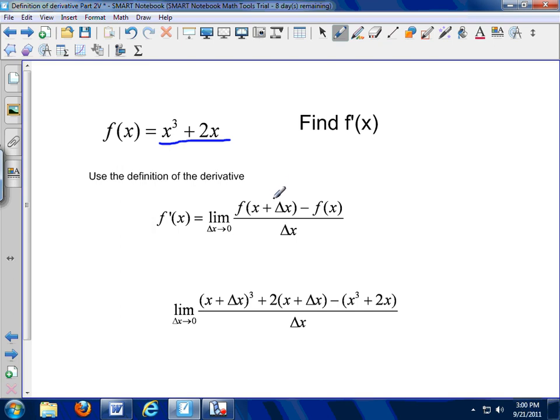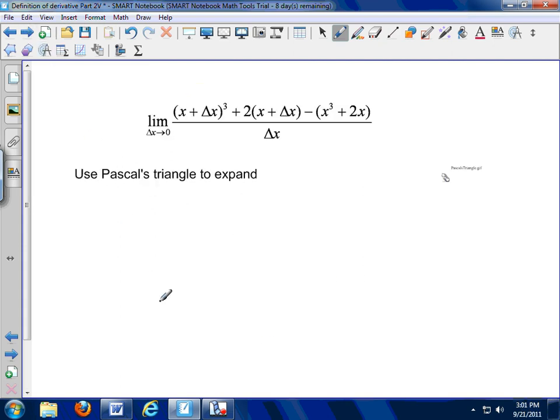Remember I said foreshadowing? So x plus delta x goes in everywhere there's an x. As I look at this, I have x plus delta x cubed, plus 2 times x plus delta x. That's this part here with the x plus delta x in. Subtract away the original function, x cubed plus 2x, all over delta x. So what I've just done is I've taken the function and plugged it into this definition of the derivative. That's a start. If I were to plug in delta x going to 0, I'd get 0 over 0, the indeterminate form, which means we have more work to do.